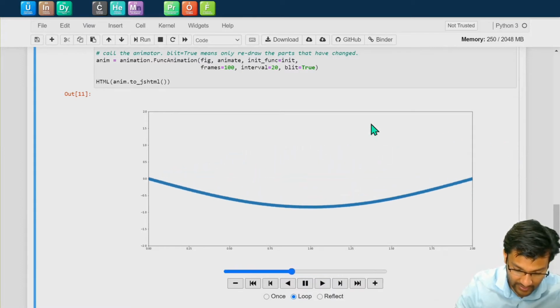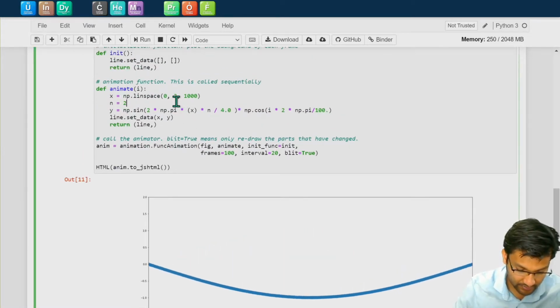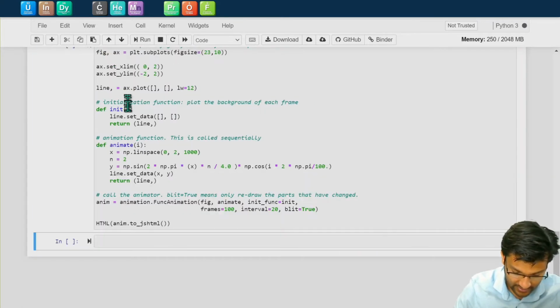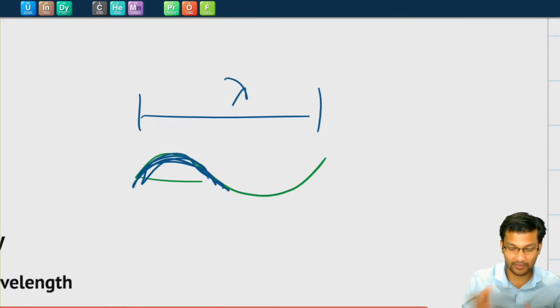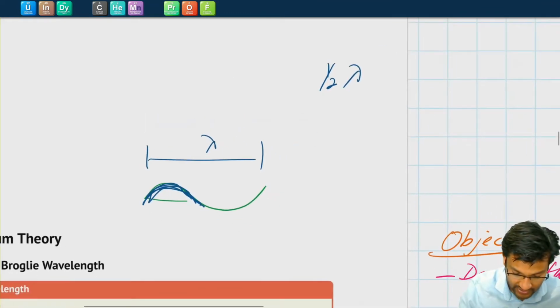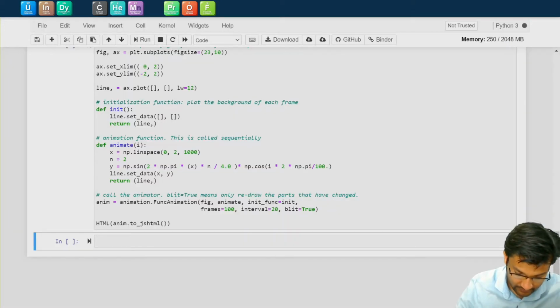But we can make this standing wave have even more energy. Let's run this. It's going to take a while. We know that the shorter the wavelength, the more energy it has. So the wave that we just saw was half a wavelength, which will have some amount of energy. Let's call it E1.